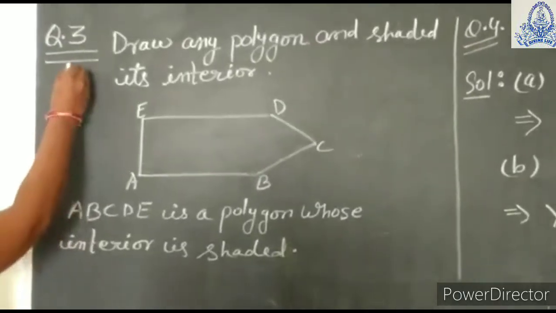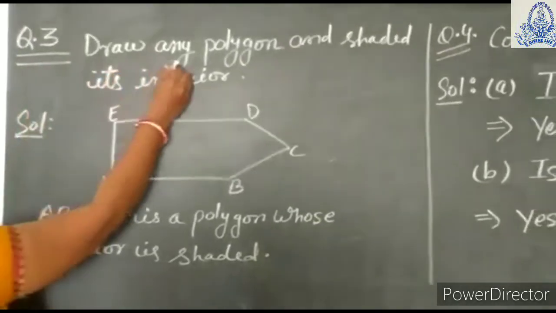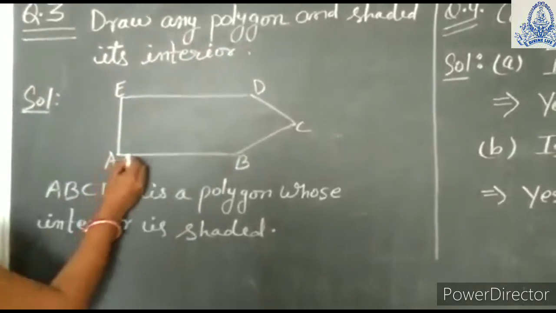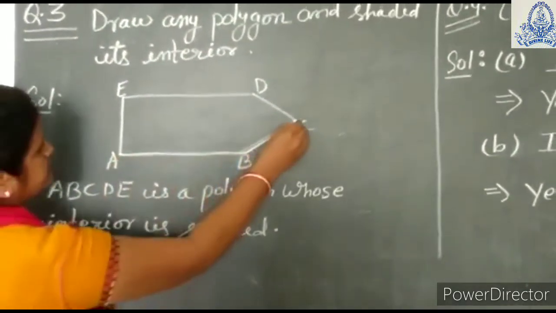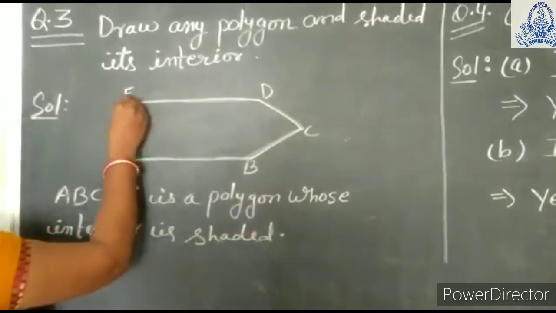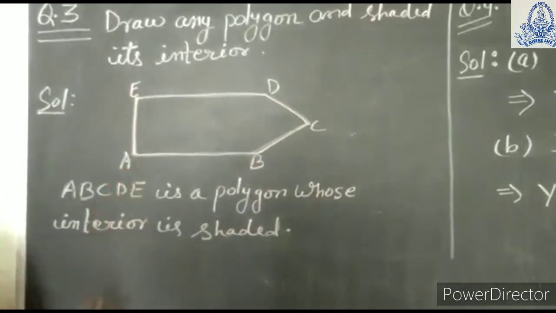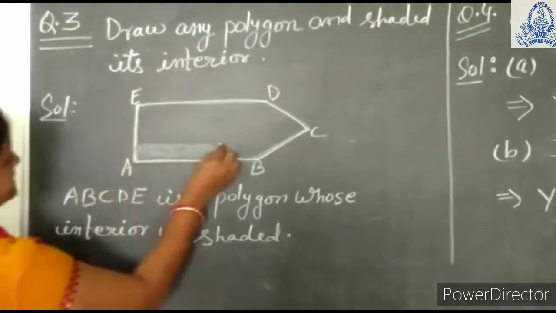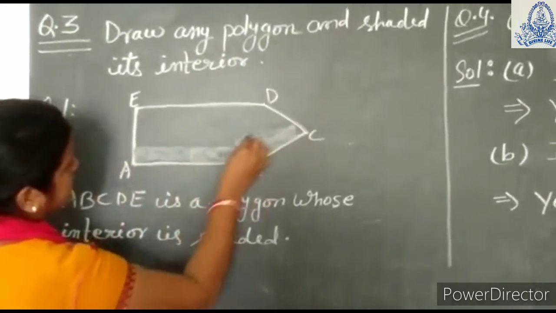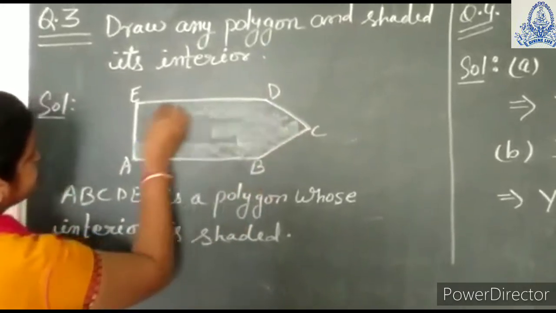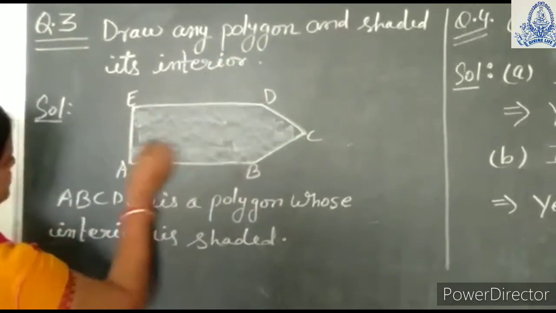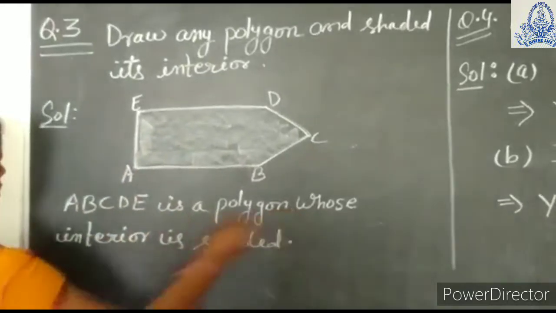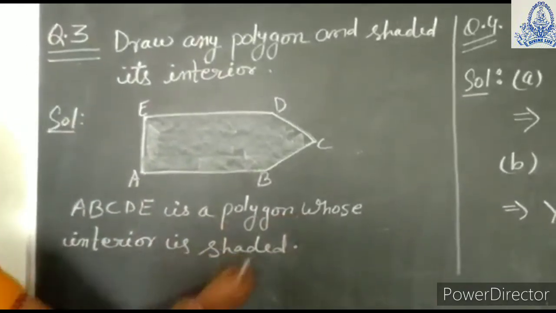Let's continue with question number 3. Draw any polygon and shade its interior. Now see here, A, B, C, D, E. This one is a polygon, and shade its interior means, now see this interior. Its interior part is this. So we can say A, B, C, D, E is a polygon whose interior is shaded.